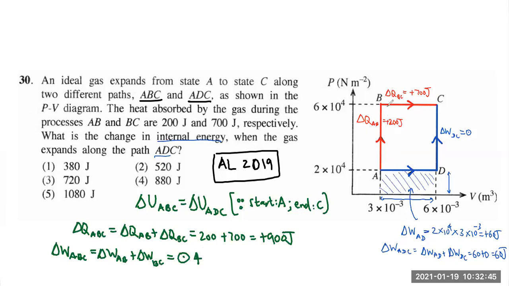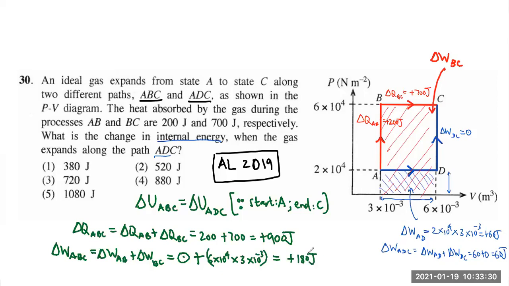Delta W BC is going to be the area under line BC. I will highlight that and indicate it to you with the red line like this. This whole area must be taken to find the delta W BC. So the area will be what? The total height is 6 into 10 to the power 4, multiplied by 3 into 10 to the power minus 3. Therefore, the answer is plus 180 joules. That's it.